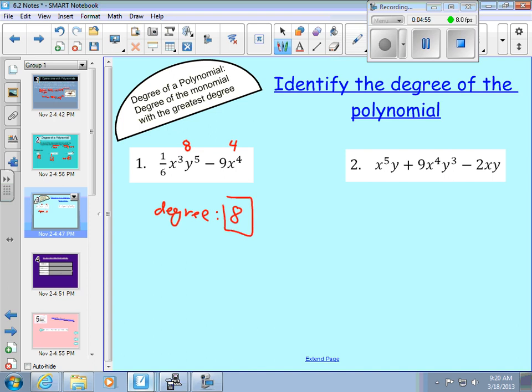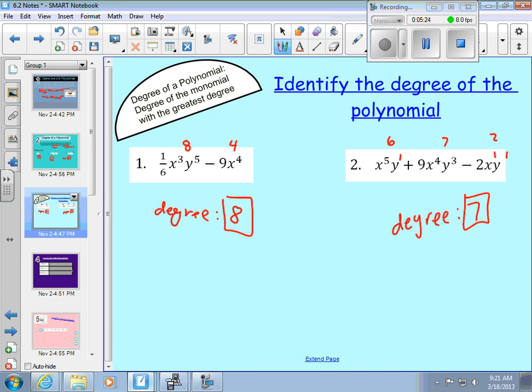Okay, let's try another one. On the second one, anytime you see a variable and there's no exponent, we know those are 1. So this first monomial term, if we add these together, is degree 6. If we add these ones together, this would be degree 7 on the second monomial. If we add these on the last one, it's 2, which is our biggest one, 7. So this one would be degree 7.